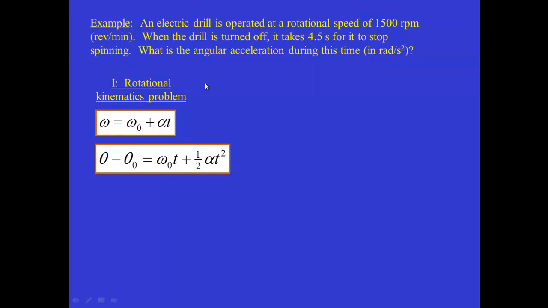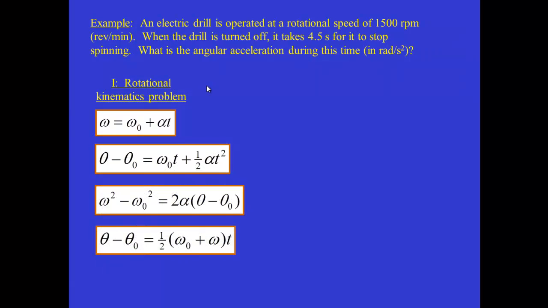What is the angular acceleration during this time, during the time the drill is slowing down, in radians per second squared? So we first follow our problem-solving strategy, the IDEA strategy, I. We want to identify and interpret the problem, and we can tell right away that this is a problem involving rotational kinematics. So let's put down those four equations that we had on the previous slide, and we will, in just a few minutes, figure out which one or ones we need to use to solve this problem.